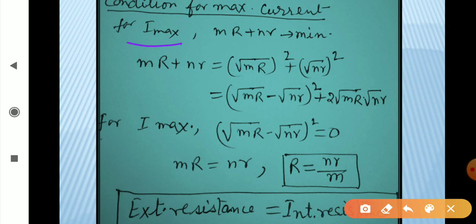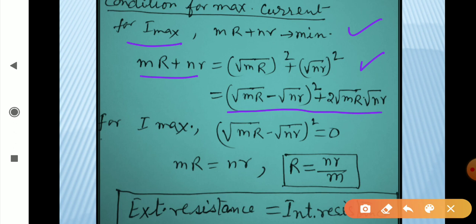So for I maximum, (mR + nR) must be minimum, and we can write this as under root (mR)² plus (nR)². And if you remember this formula, that a² minus b² is equal to (a − b)² plus 2ab, I've used this relation. So if you look at it now, (under root mR minus under root nR) whole squared plus 2 under root mR under root nR. Okay?